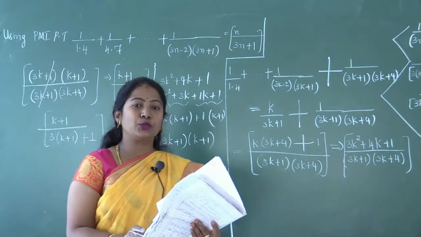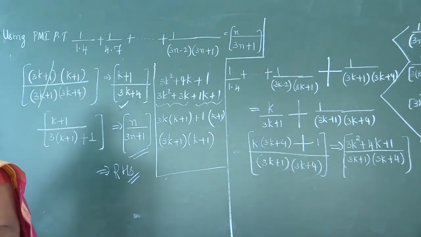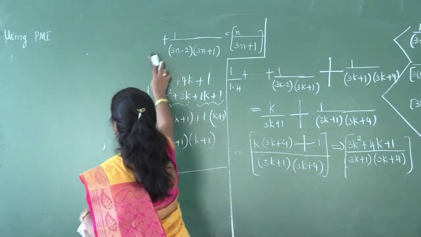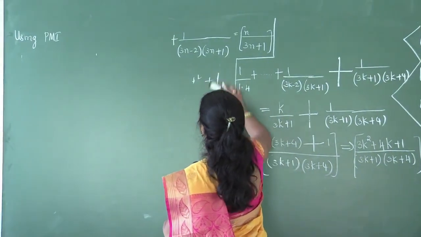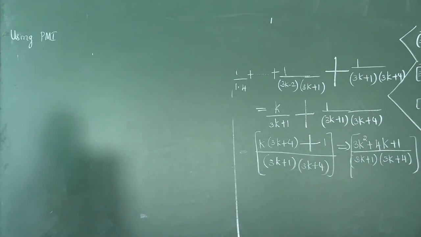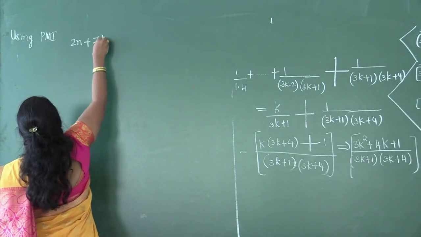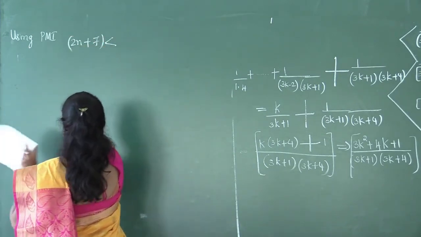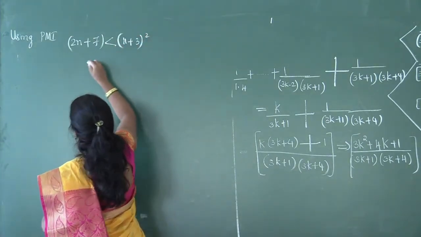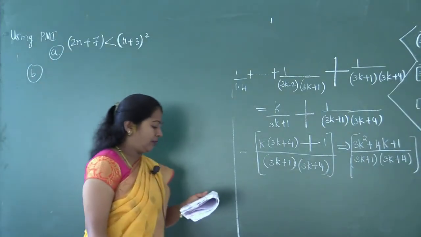Next. We shall try a few more problems in my next class. So just try these two problems. Take these two problems as homework. You can try solving at home. The next question is, using PMI, solve: 2n + 7 is less than (n + 3)². 2n + 7 is less than (n + 3)².